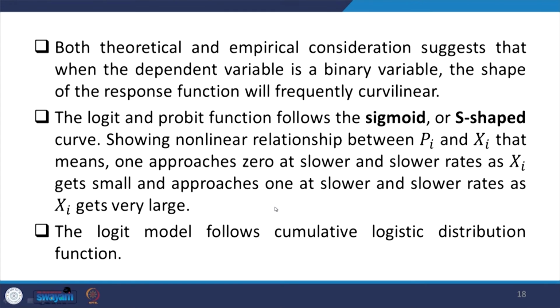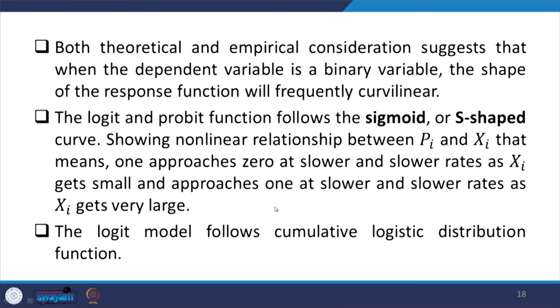Both theoretical and empirical considerations suggest that when the dependent variable is a binary variable, the shape of the response function will frequently be curvilinear. So, the Logit and Probit function follows the sigmoid curve or the S-shaped curve. The sigmoid curve shows a nonlinear relationship between pi and xi. That is, the probability of y with respect to the explanatory variable should be nonlinear.